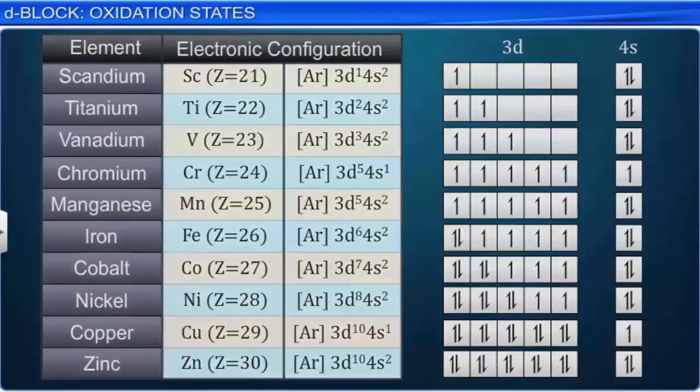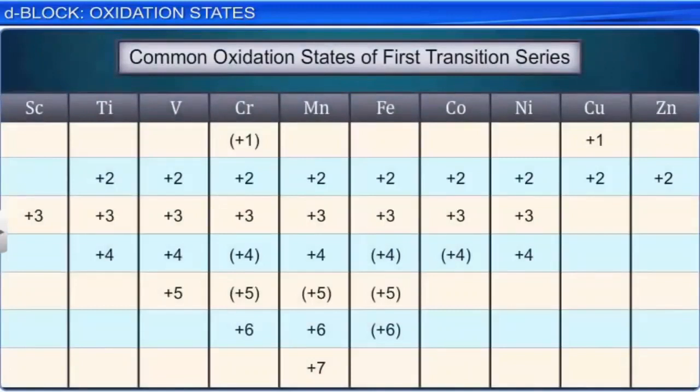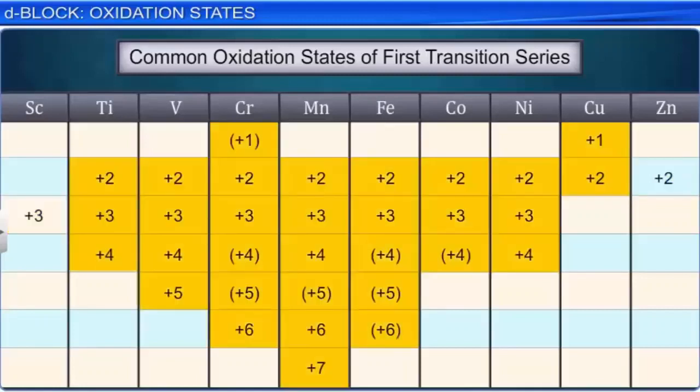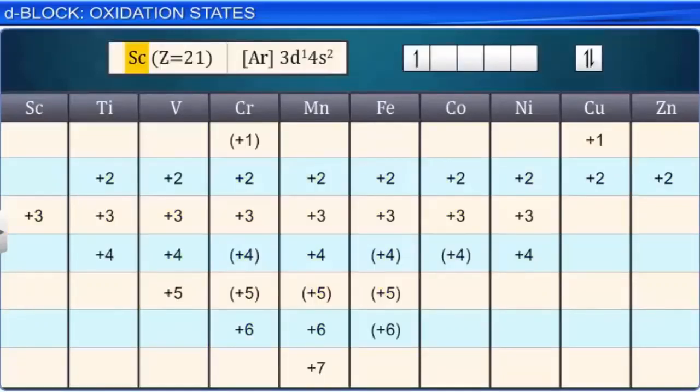The table here lists the common oxidation states exhibited by the first row transition elements. Note that the oxidation states shown in brackets correspond to unstable oxidation states. Some points may be noted from the table. Except for scandium and zinc, all the other elements show more than one oxidation state. Scandium, due to the availability of very few electrons for bonding, does not show variable oxidation states.